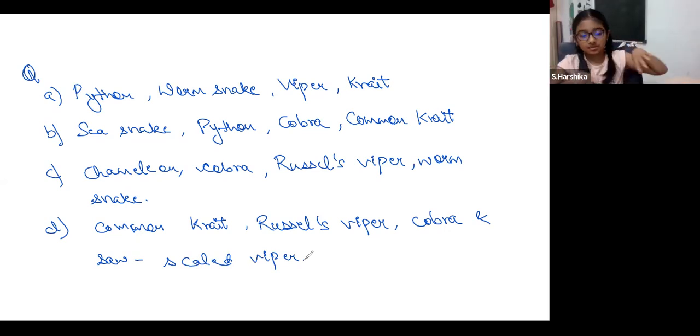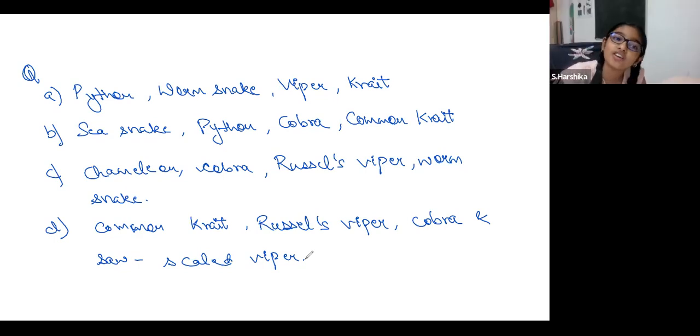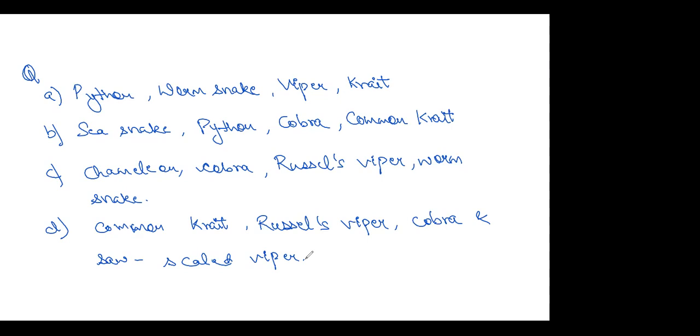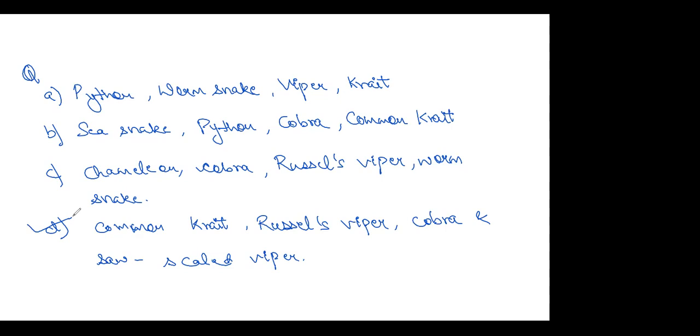Ma'am, maybe it is B, sea snake, python, cobra, and common crate. B is not correct. Or python, snake, viper, and crate. The last option is the correct one. Oh. Ma'am, it's common crate, Russell's viper, cobra and saw-scaled viper. So all these 4, these are the most dangerous snakes in our country.